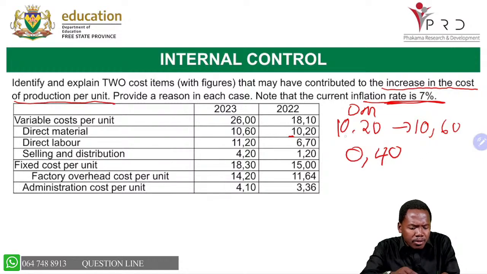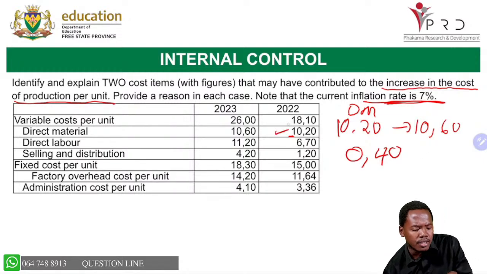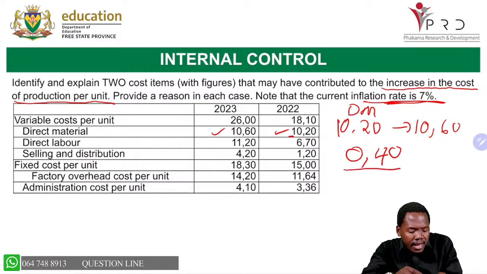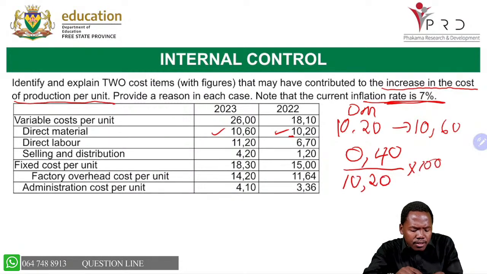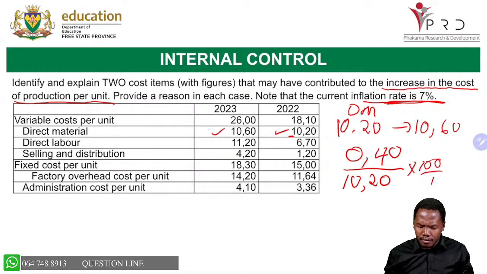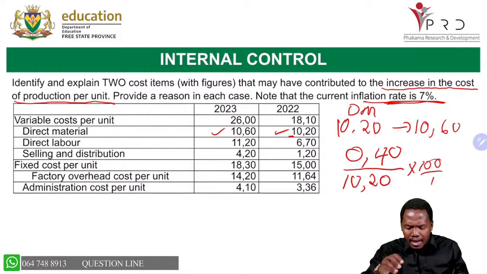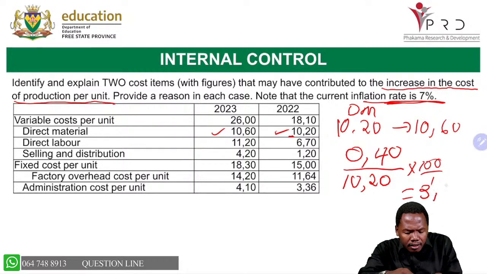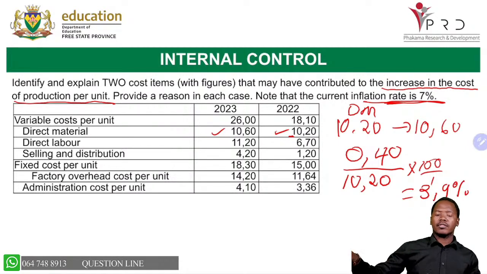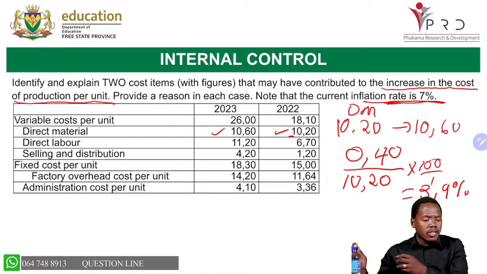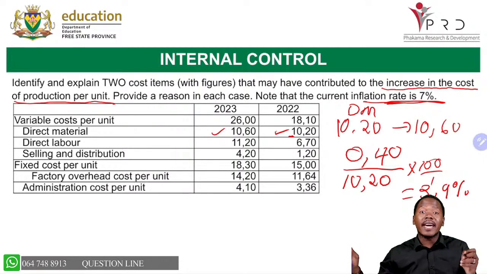Then there is the increase between the direct material of 2022 and the direct material of 2023. Now, for us to get the increase, we say 0.40 divided by 10 rand 20 times 100 to see what is the percentage here. Times 100, our percentage becomes 3.9. If you can check here, your direct material increased at a percentage below 7%, meaning we cannot quote direct material. It's not a worrying factor.